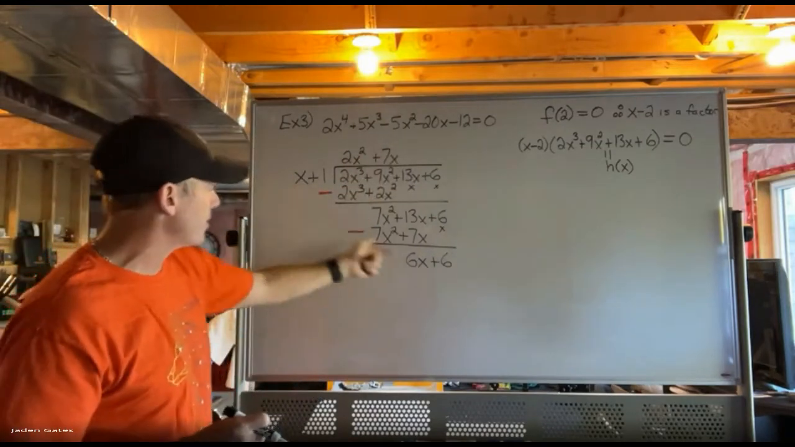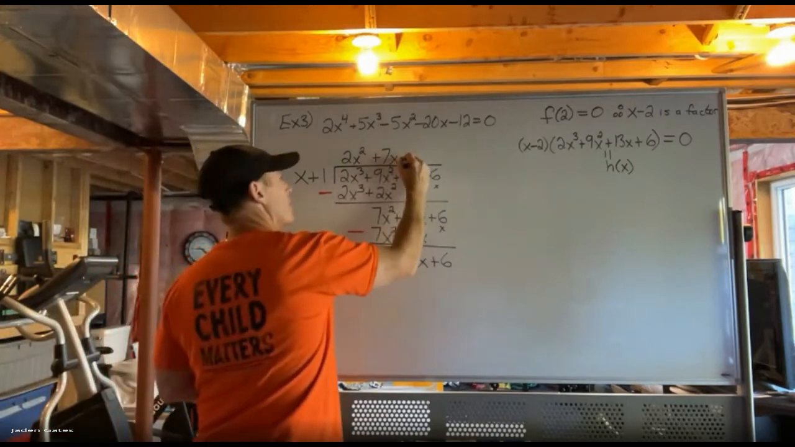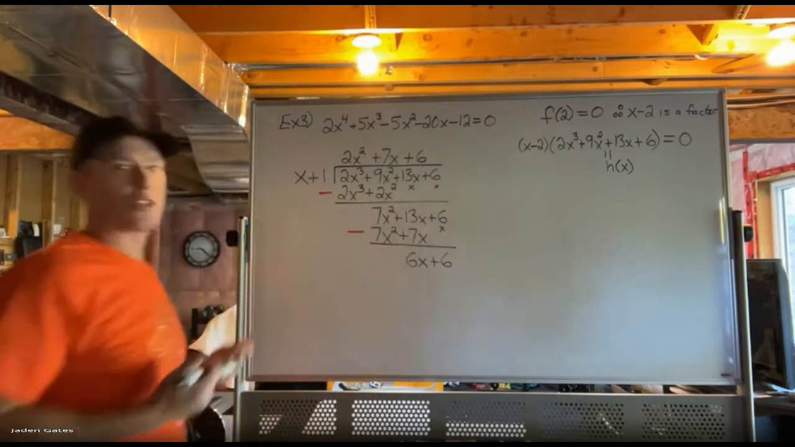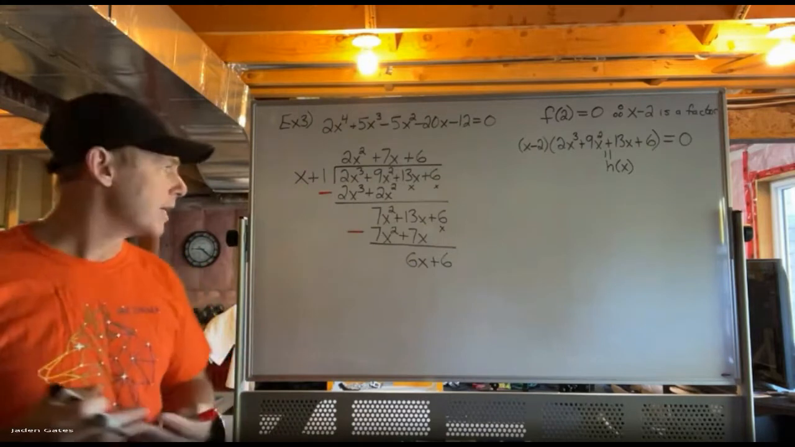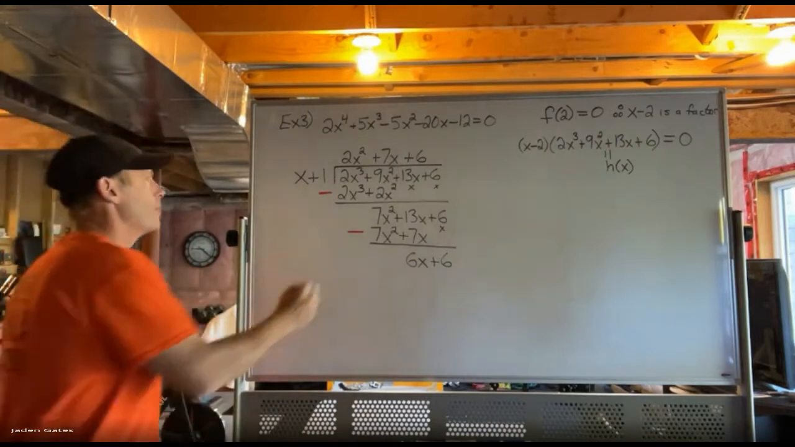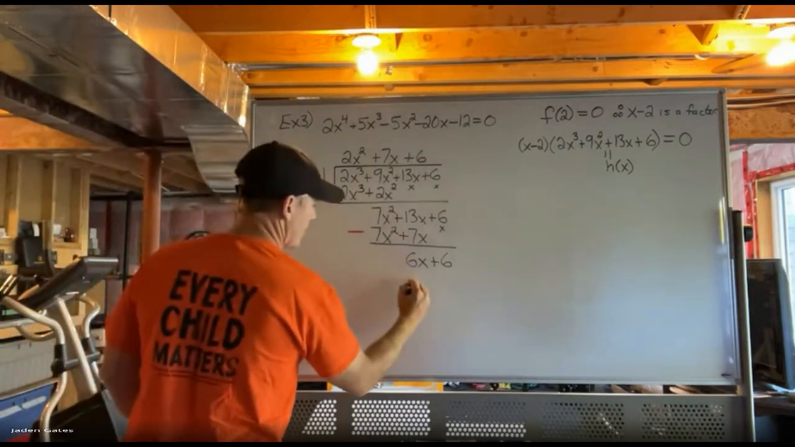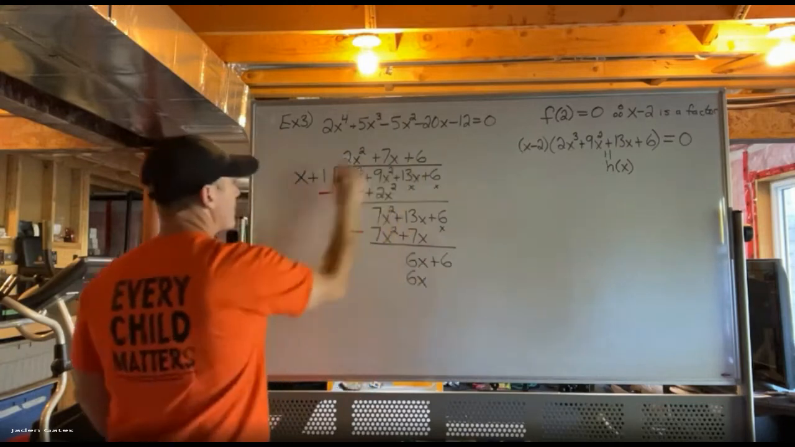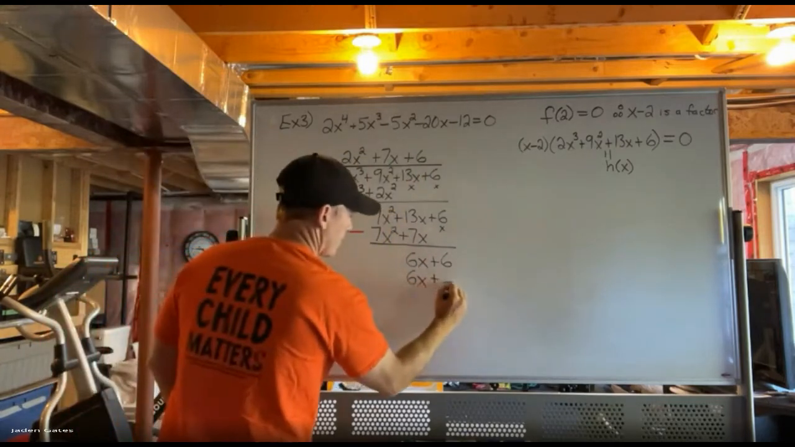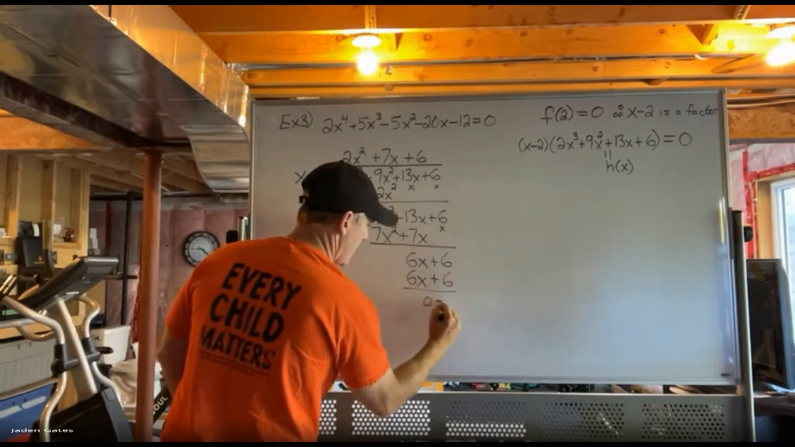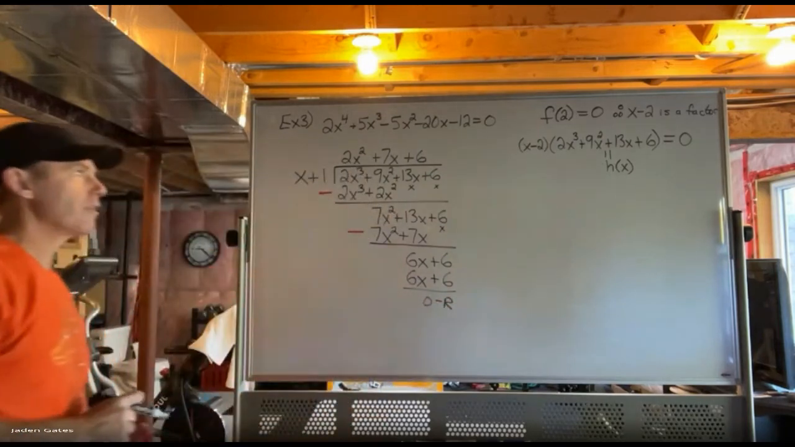So from x to 6x, I'm going to multiply by 6. Now again, I could stop there, but I want to make sure I'm doing it right. So I want to make sure I'm getting a 0 remainder here. So 6 times x is 6x. So that matches, good. 6 times 1 is 6. There we go. So there's my 0 remainder.